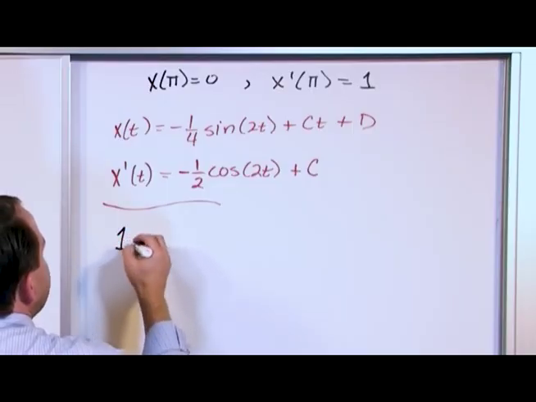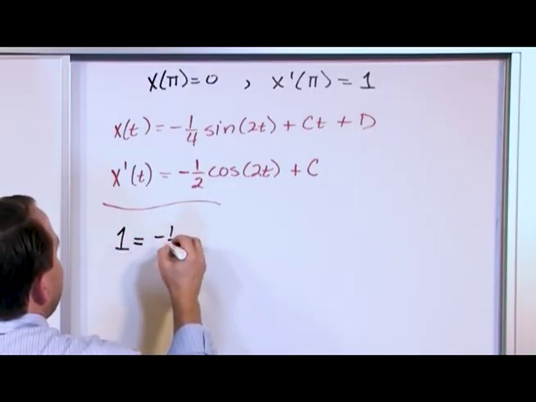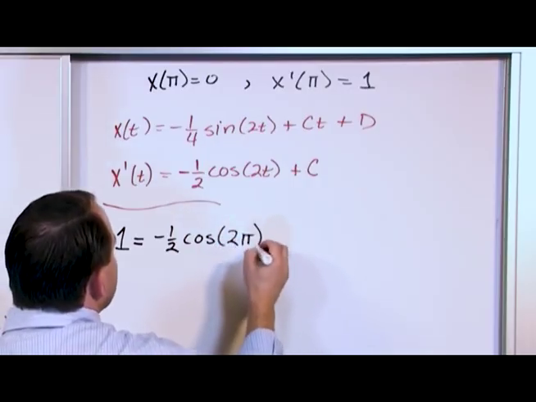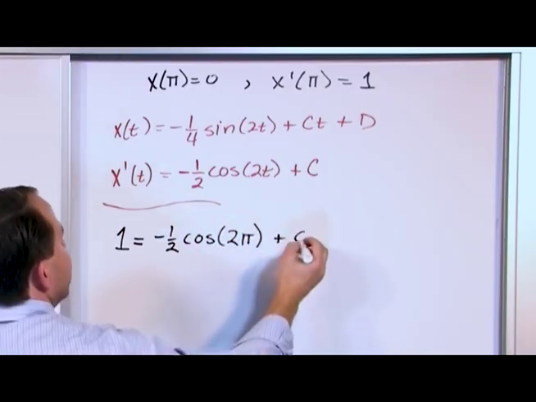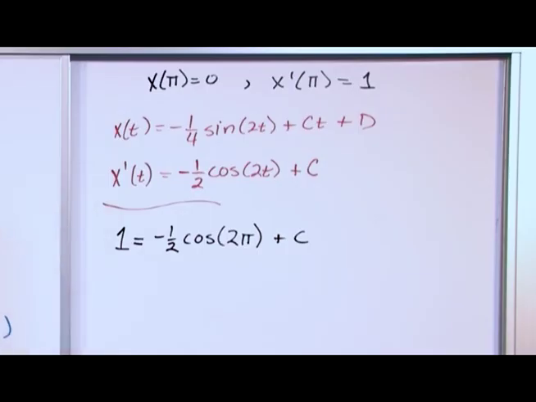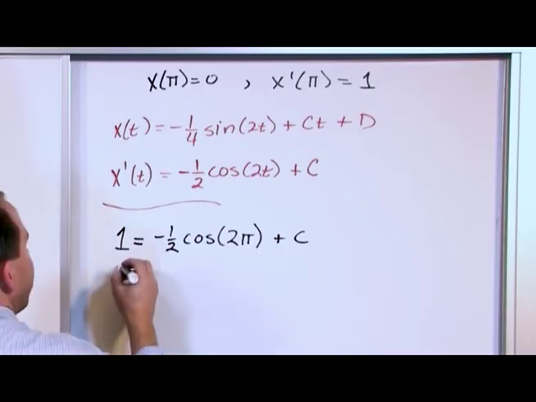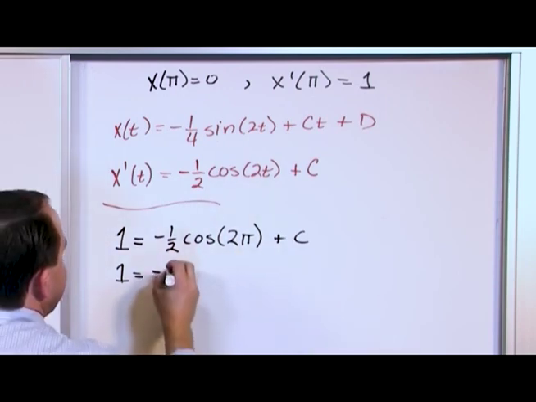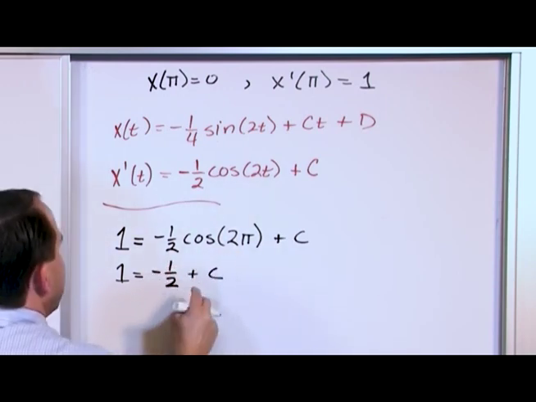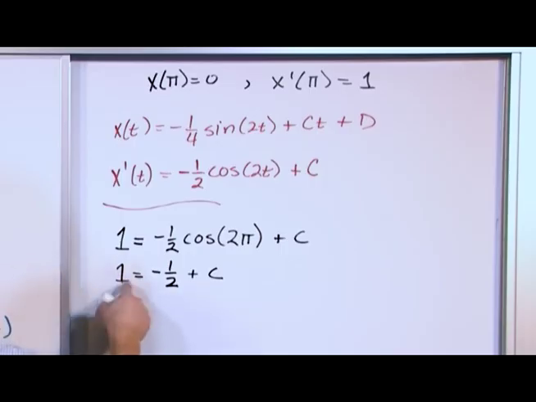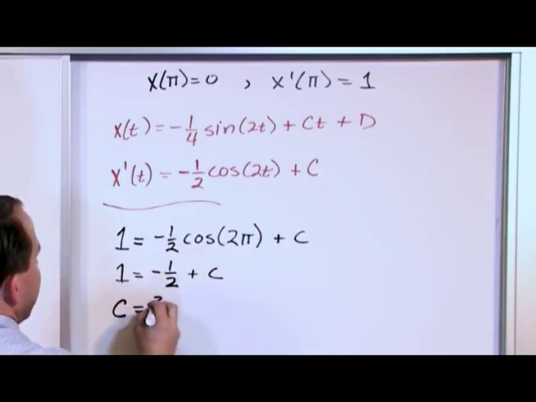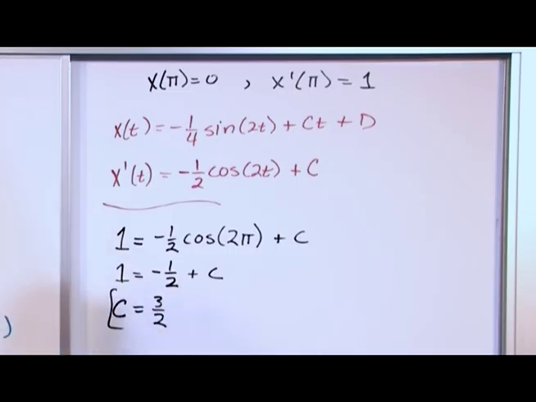So we put 1 is equal to negative 1/2 times cosine of 2 pi, because t is equal to pi, plus c. And ultimately, we're trying to find these constants here. So we have 1 is equal to, what is cosine 2 pi? That's just 1. So we have negative 1/2 plus the constant. So when we move the 1/2 over here, we'll have 1 1/2, which is 3/2. So c is equal to 3/2. So this is one of the constants that we seek there.